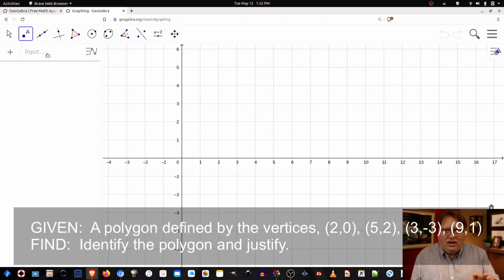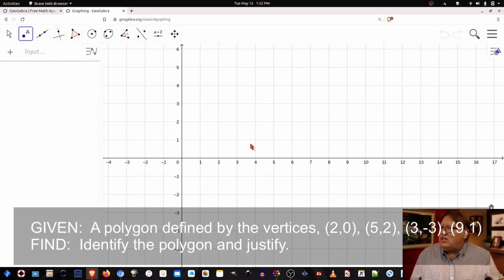Then you want to go in and look at the side measures. Can you see anything of interest there? Then check the angle measures. Anything interesting there? And then finally, do you have any parallel sides at all? So that you would look at your slope, which is under the angle tool. So you guys pause the video and try this next problem, and then we'll come back together and see how you did.